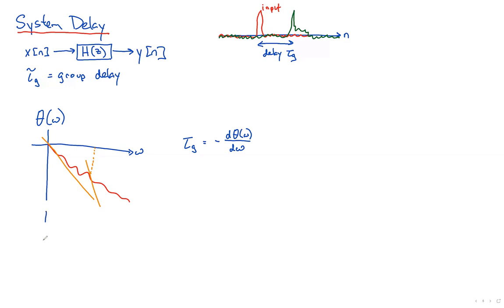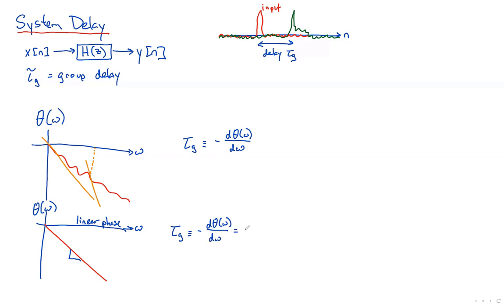And so in the special case where we have a system with a linear phase, then this derivative is exactly equal to this slope, and it's exactly equal to how big this delay is. And in this linear phase thing, I would expect my green to look exactly like my red, just simply delayed. So here, our group delay is defined to be equal to minus the derivative of the phase function with respect to omega. But in this particular case, if our theta of omega is equal to minus k times omega, it's just going to be equal to k.